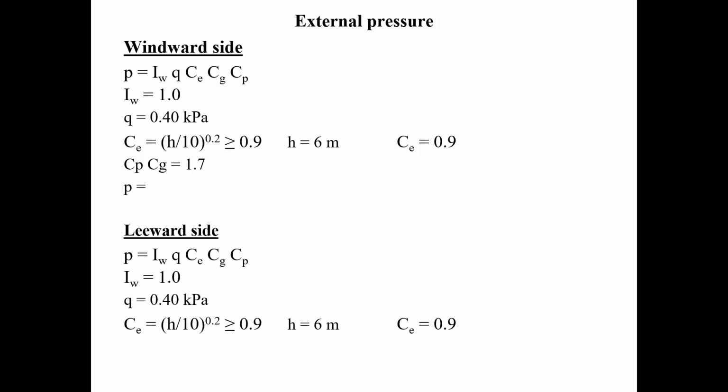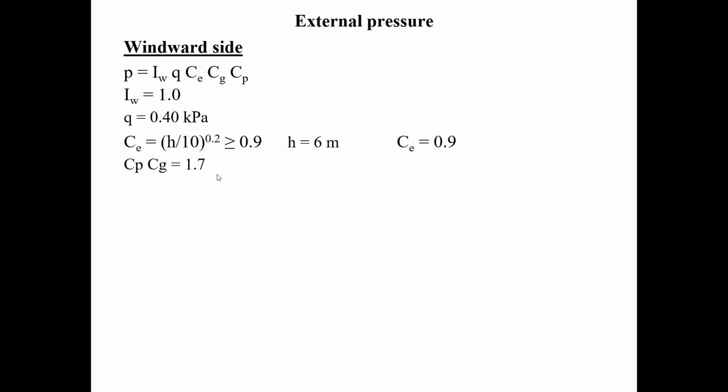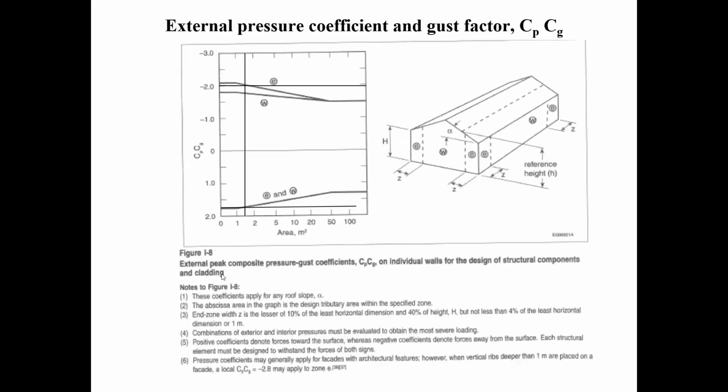Sir, I have a question here. CP and CG, are they both 1.7 or do I add it in the equation like that? What do you mean? If you go back here, this table gives you both the CP and CG together combined as one value. Okay, perfect. So here the external composite pressure gust coefficient, CPCG. In other words, what's nice about this table is that it gives you both the CP and the CG value combined.